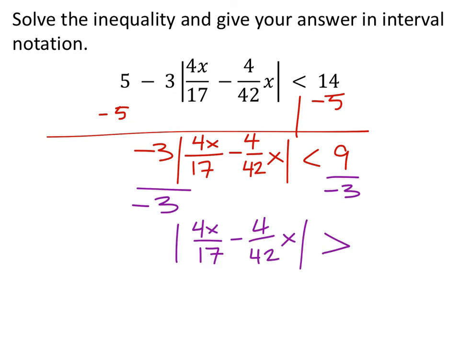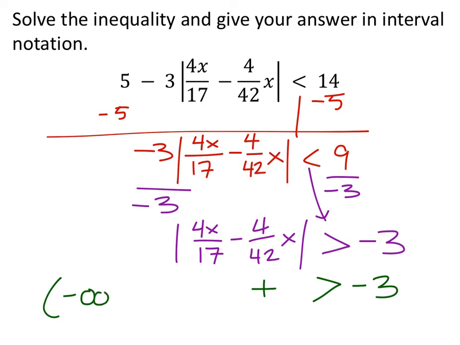Since I did divide by a negative on both sides, I need to flip that inequality, right? And I got 9 divided by -3, which is -3. Now right here, we look at this. I have an absolute value that's greater than a negative. Is there any absolute value that's not greater than a negative? No, right? Because all those absolute values, no matter what you put in for x, it's always going to spit out some kind of positive value, which is always greater than negative 3. So this one's all real numbers. It spans from negative infinity going to infinity.